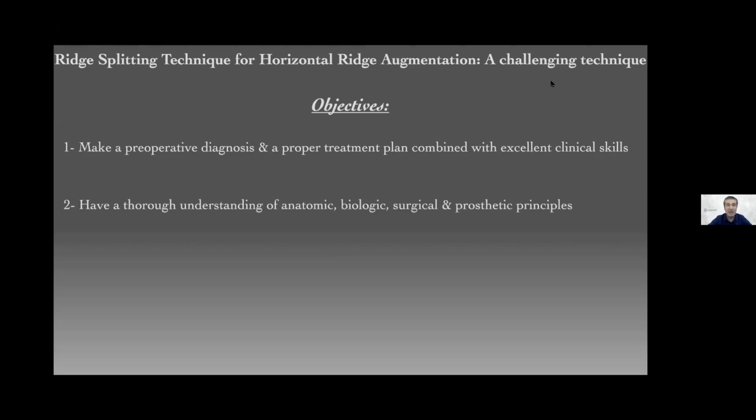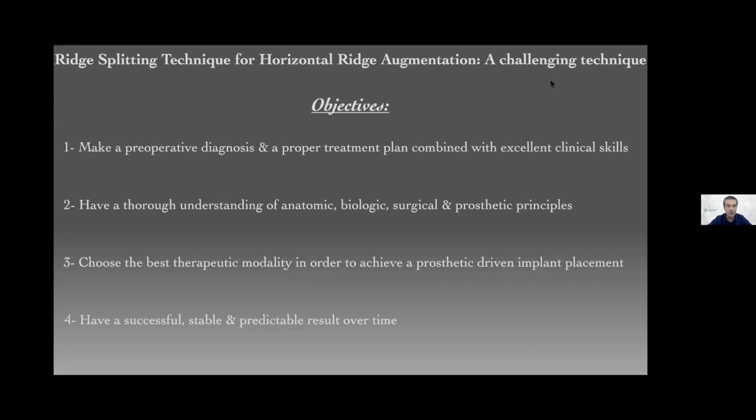Secondly, we should really know everything about the anatomy, because where we are placing our implant, we should know very well our biology, because after our procedure, what will happen to this patient, and we should have really the good surgical and prosthetic principles. Also, we should choose the best therapeutic modality in order to achieve a prosthetic-driven implant, and this is the key of success of our work, because at the end, the patient doesn't know what is the implant, he wants a crown. So we should place our implant where the future crown should be. And at the end, we should have a successful, stable, and predictable result over time.